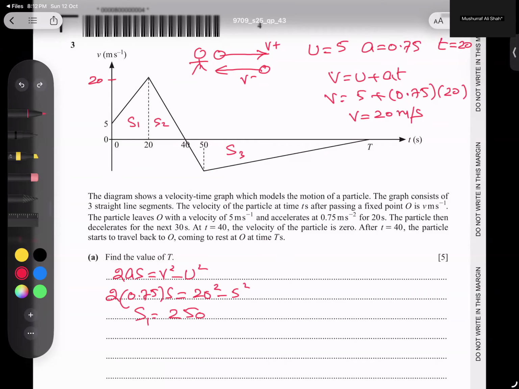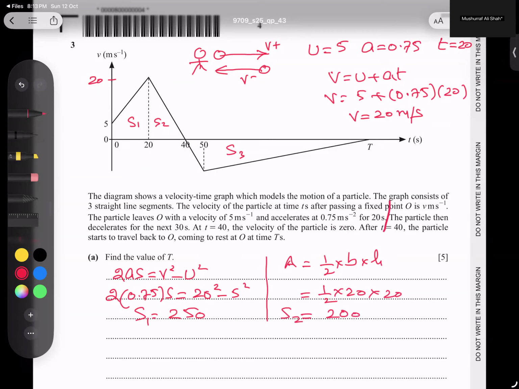S2, we can find with two techniques, same formula or area of the triangle. And what is the area of triangle? Have a look. Area is equal to half into base into height. I am teaching all possible ways, though we can use this formula as well, but we need to find acceleration separately. And what is the base? Base is 40 minus 20, which is 20. And height is this, 20. So I hope it's clear. Two tens are 200 meters. So S2 is 200 meters.